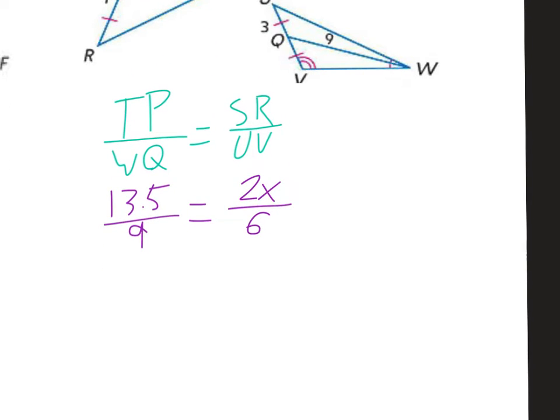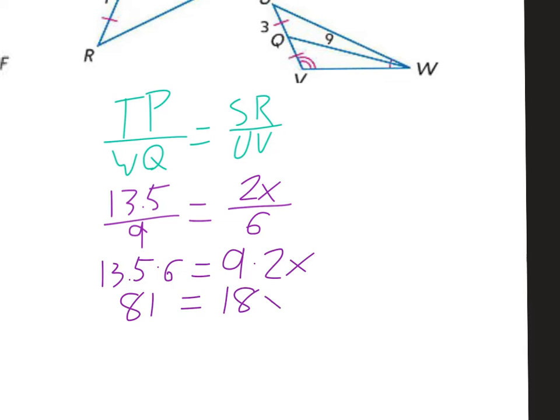Cross multiply. 13.5 times 6 is equal to 9 times 2x. We then have 81 is equal to 18x. Divide both sides by 18. X is equal to 4.5.